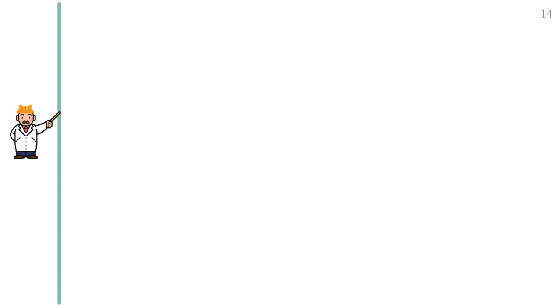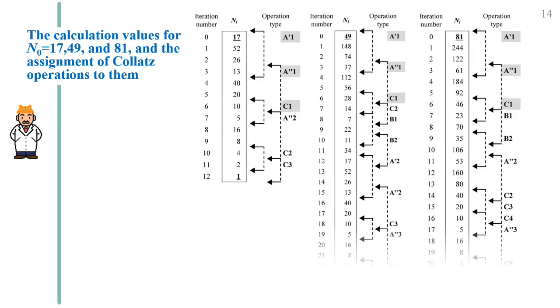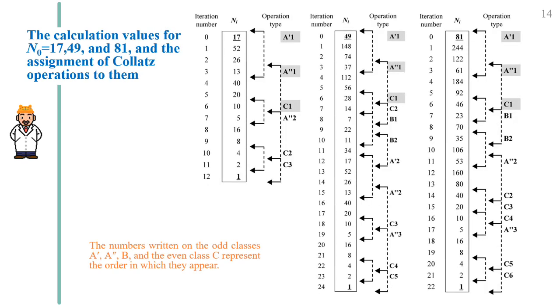From these observations, it may appear at first glance that the calculated values in the Collatz conjecture could be predictable, but in reality they are not. This figure shows how the calculated values change when the initial values are the high-quality odd numbers 17, 49, and 81. The first and second sequences correspond to values that also appear in the iterative calculation with the initial value n sub 0 is equal to 1,010,101,010,101. The third sequence, except for the very first number 81, corresponds to values that appear in the iterative calculation with n sub 0 is equal to 27.